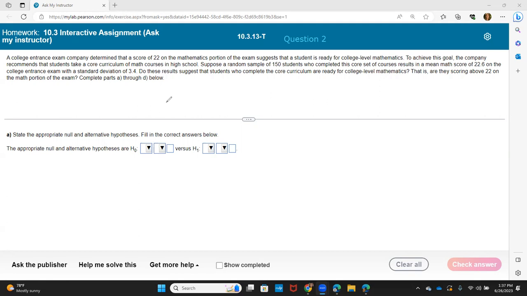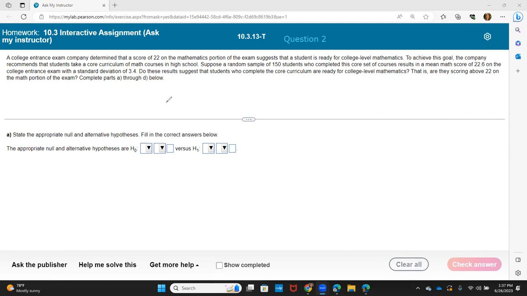10.3 is focusing on means, right? So it's similar to 9.2, where you were involving means. We're doing inferential statistics, right? So we're trying to take a sample and then use that to make a prediction about the population. Let's go ahead and read the question, see if we can work through this one together.